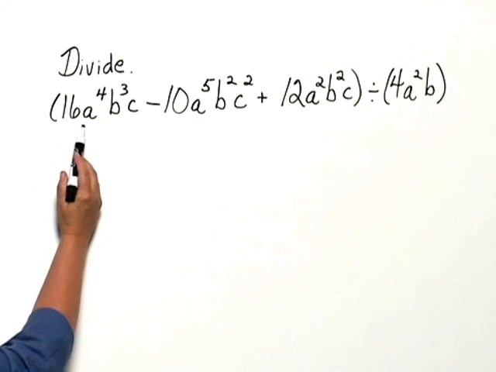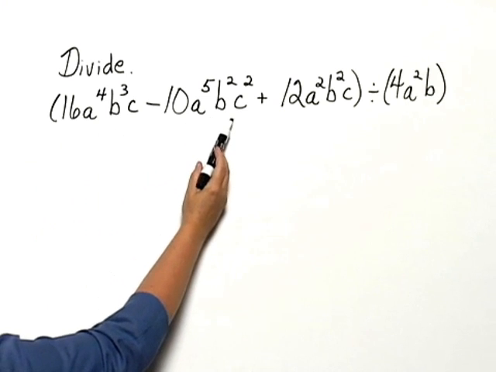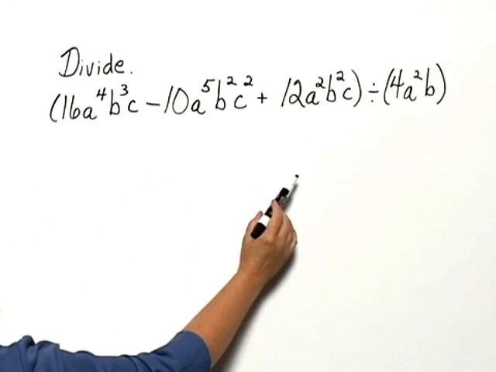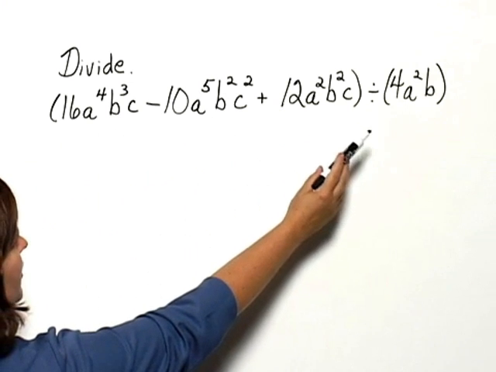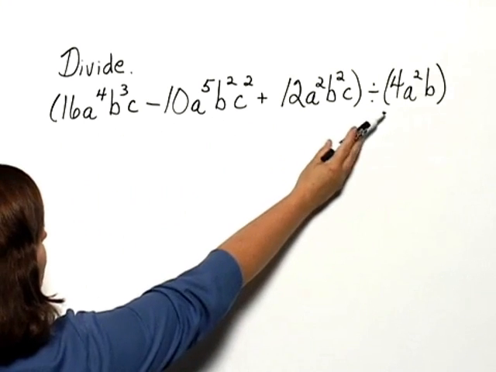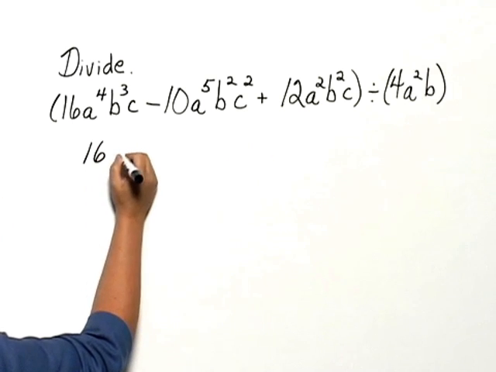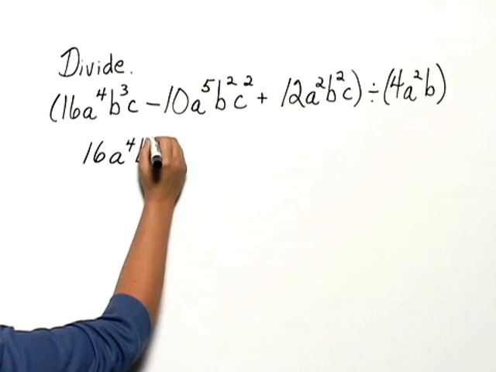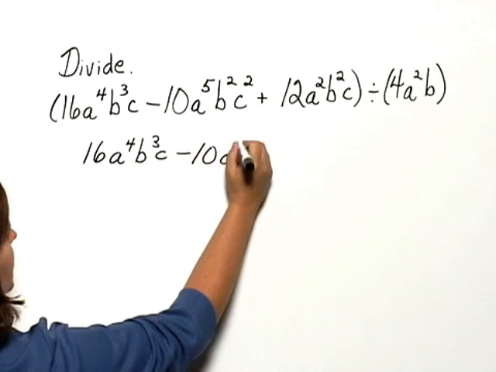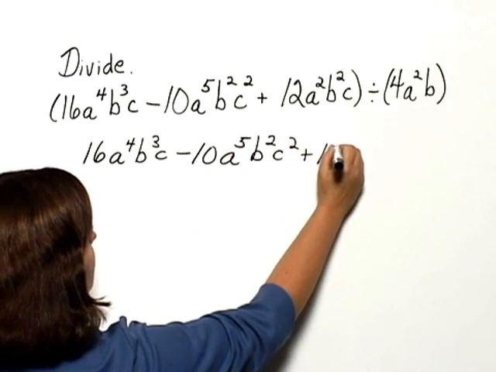Divide 16a^4b^3c - 10a^5b^2c^2 + 12a^2b^2c by 4a^2b. When we divide by a monomial, we can write the polynomial as the numerator of a fraction and the divisor as the denominator. And when we do that, we can see pretty quickly how we can do the division.